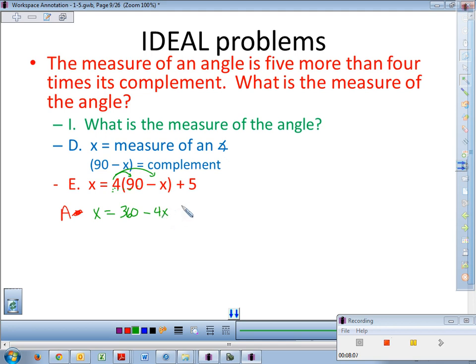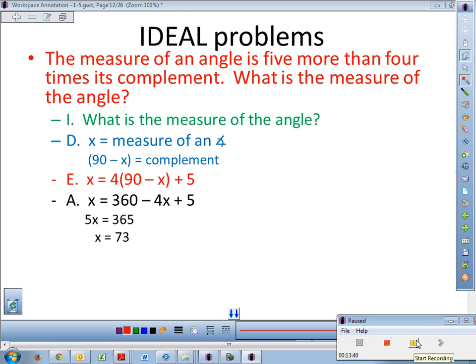Cool. And then the plus 5 is still there. Finish solving for x, and then we'll go to lunch. Did you get x equals 73? Cool. Let's finish this problem here real quick.